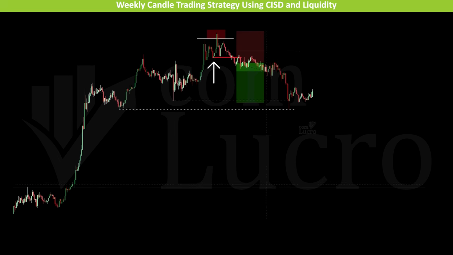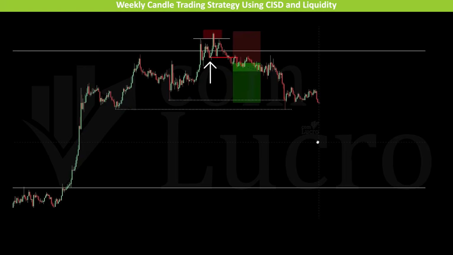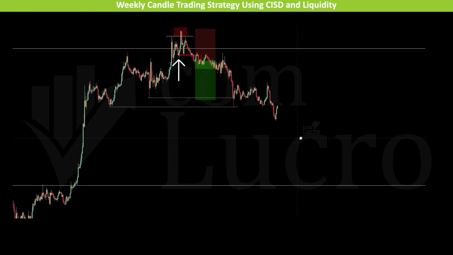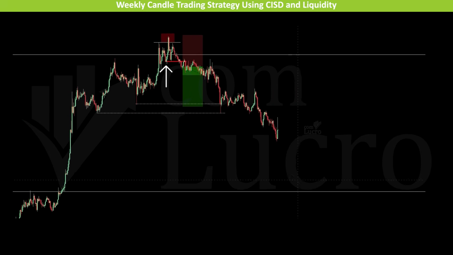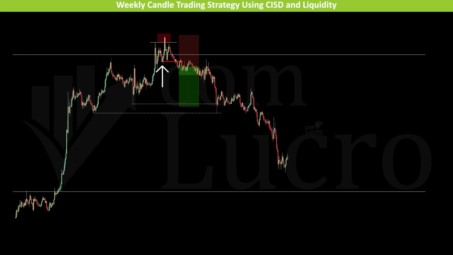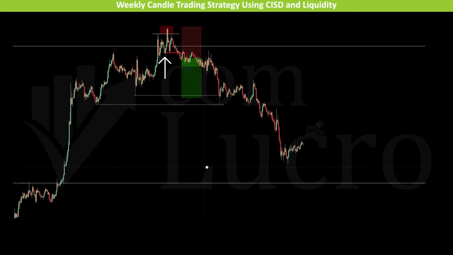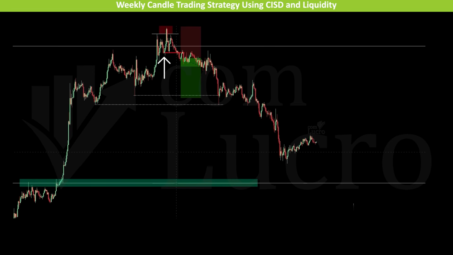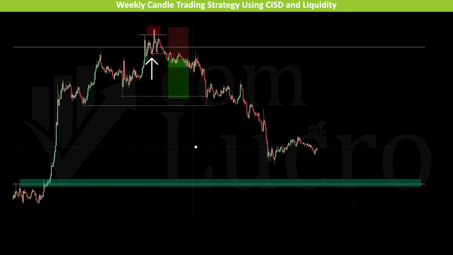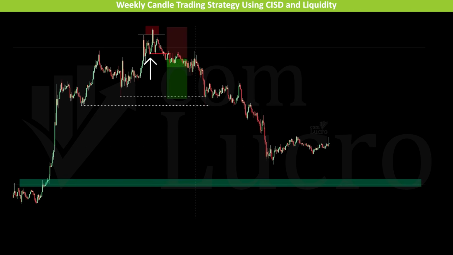Alternatively, partial profits could have been taken at that level. If the position was held longer, price would eventually move into the lower liquidity zone. Keep in mind that weekly highs and weekly lows act as magnetic levels. Price is naturally drawn to take out both highs and lows because that is where liquidity rests.